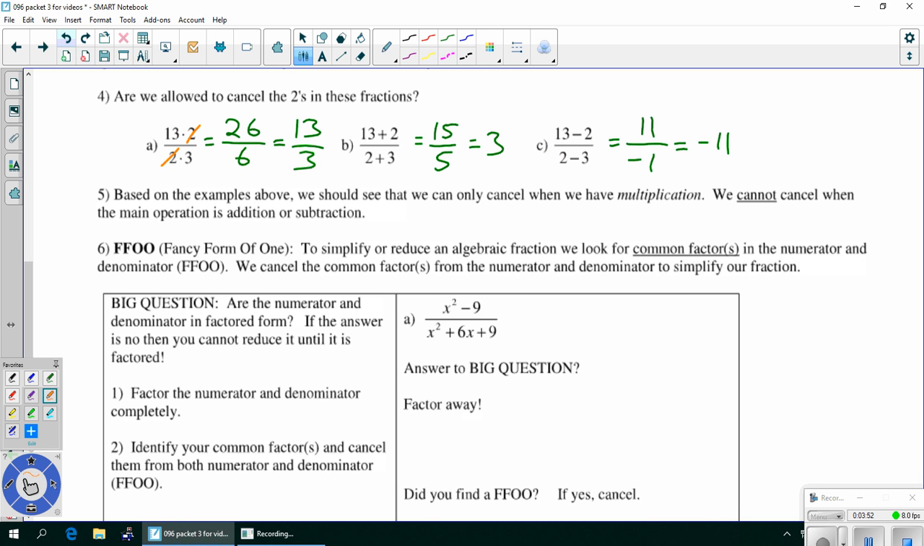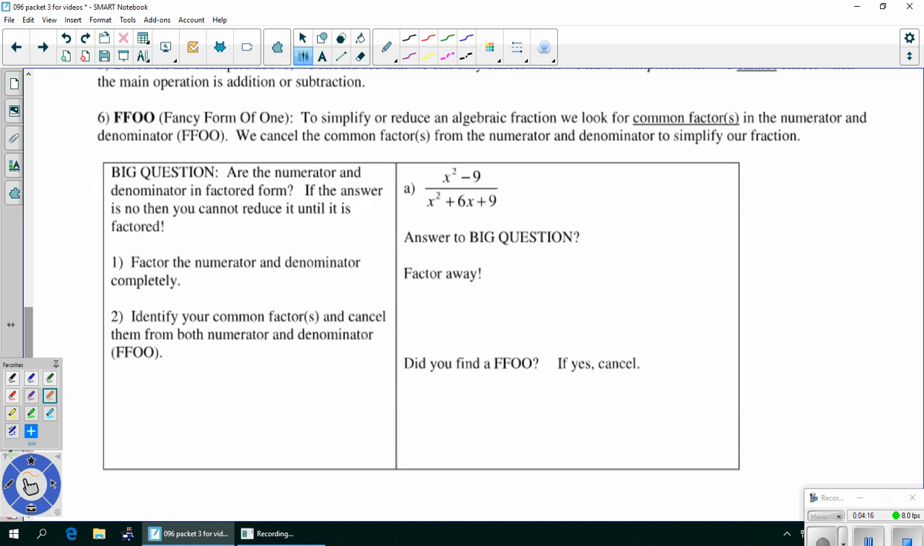Number 5, based on the examples above, we should see that we can only cancel when we have multiplication. We cannot cancel when the main operation is addition or subtraction. So no matter how tempting it is to cross off 2's when you have something like that, you just can't do it. And to cross off 2's here, you just can't do it. Only when you have multiplication are you allowed to cross off those common factors.